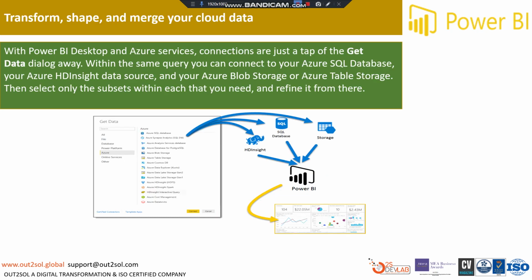Next is to transform, shape and merge your cloud data into the report. With Power BI Desktop and the Azure services, connections are just a tab from where you can get the data. As you see in the image, a dialog box appears in Power BI Desktop, and you can select Azure to fetch your data and then convert it into the report.